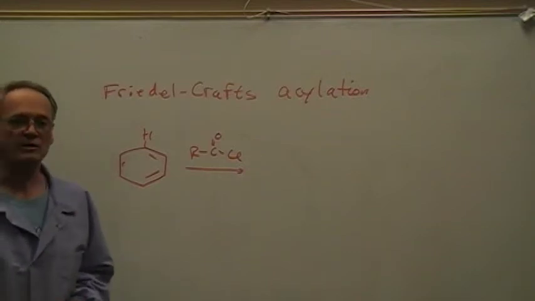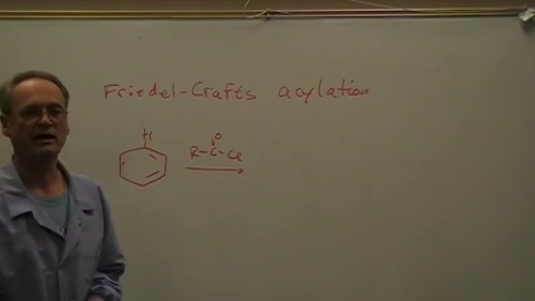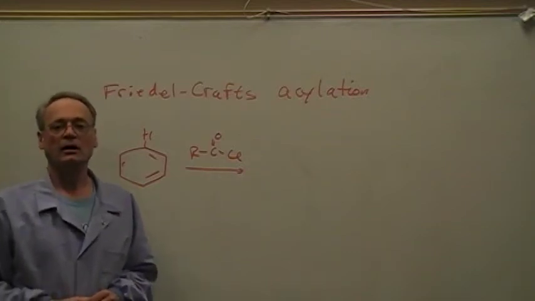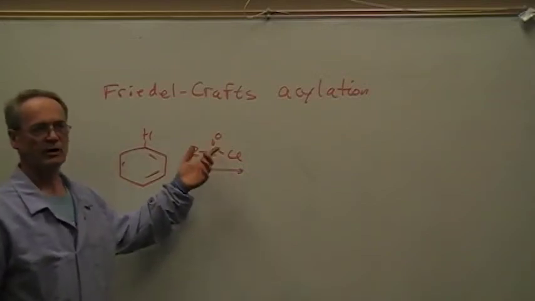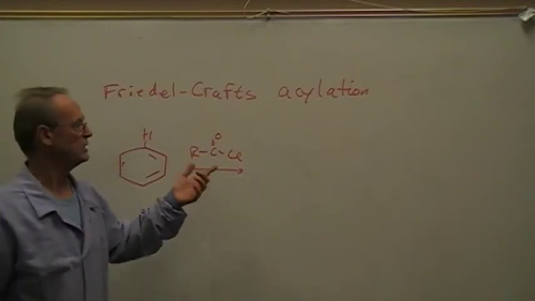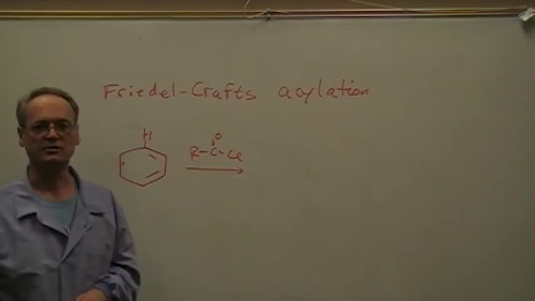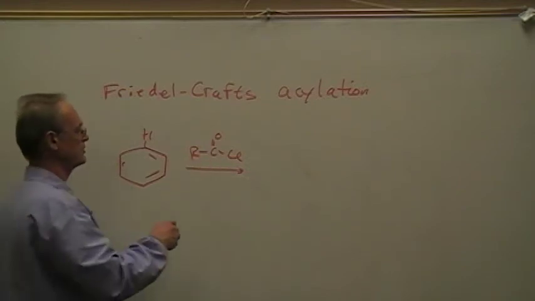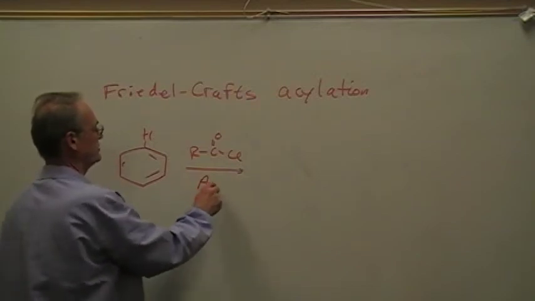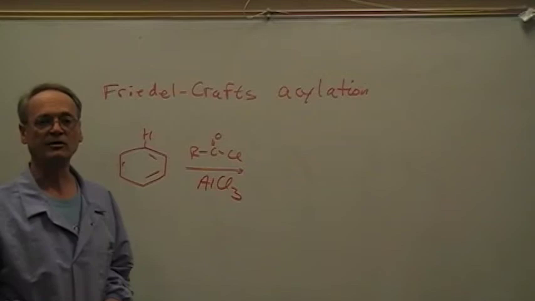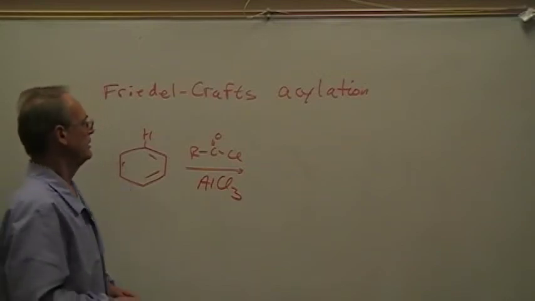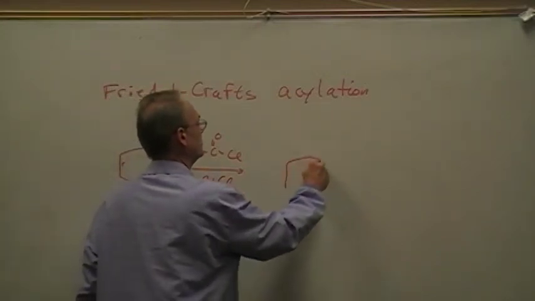Remember what acyl chlorides are? We sometimes call them acid chlorides. They are the derivative of carboxylic acids. Remember acyl chlorides, amides, esters, and all those. Well, one of those is acyl chlorides, and it turns out they're useful in this particular reaction if you react them with a benzene ring having a hydrogen. And again, using the same catalyst, aluminum trichloride, you can put an acyl group onto the benzene ring.